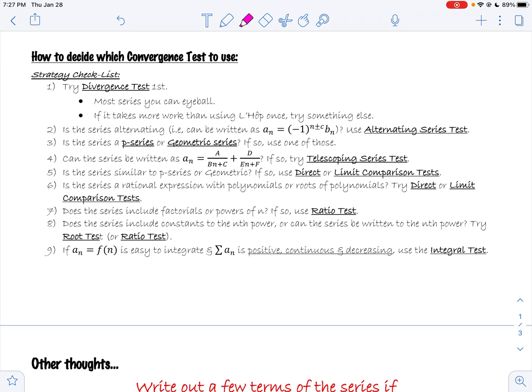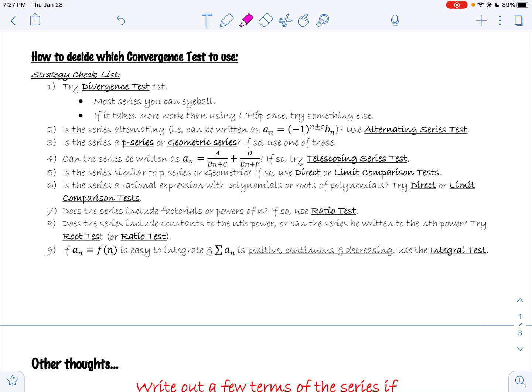So what I wanted to spend a good amount of time on is this right here: how to decide which convergence test to use. This is kind of a strategy checklist. You can go in the book. There should be a strategy checklist in the textbook. Every textbook kind of has something along those lines, and a lot of them say a lot of the same kinds of things. But this is a good checklist to keep in mind.